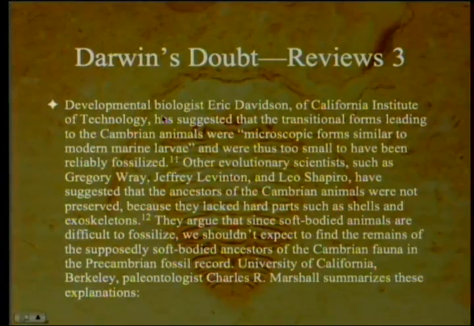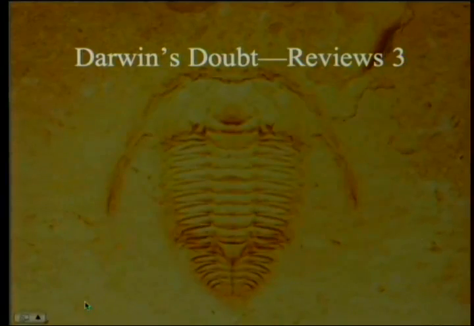The run-on to the quote goes: developmental biologist Eric Davidson of Caltech has suggested that the transitional forms leading to the Cambrian animals were microscopic forms similar to modern marine larvae, and were thus too small to have been reliably fossilized. There's one suggestion. Other evolutionary scientists such as Gregory Ray, Jeffrey Levinson, and Leo Shapiro have suggested that the ancestors of the Cambrian animals were not preserved because they lacked hard parts such as shells and exoskeletons. So there's two different variations of the hypothesis. They argue that since soft-bodied animals are difficult to fossilize, we shouldn't expect to find the remains of the supposedly soft-bodied ancestors of the Cambrian fauna in the Precambrian fossil record. University of California, Berkeley paleontologist Charles R. Marshall summarizes these explanations. And there comes the quote.